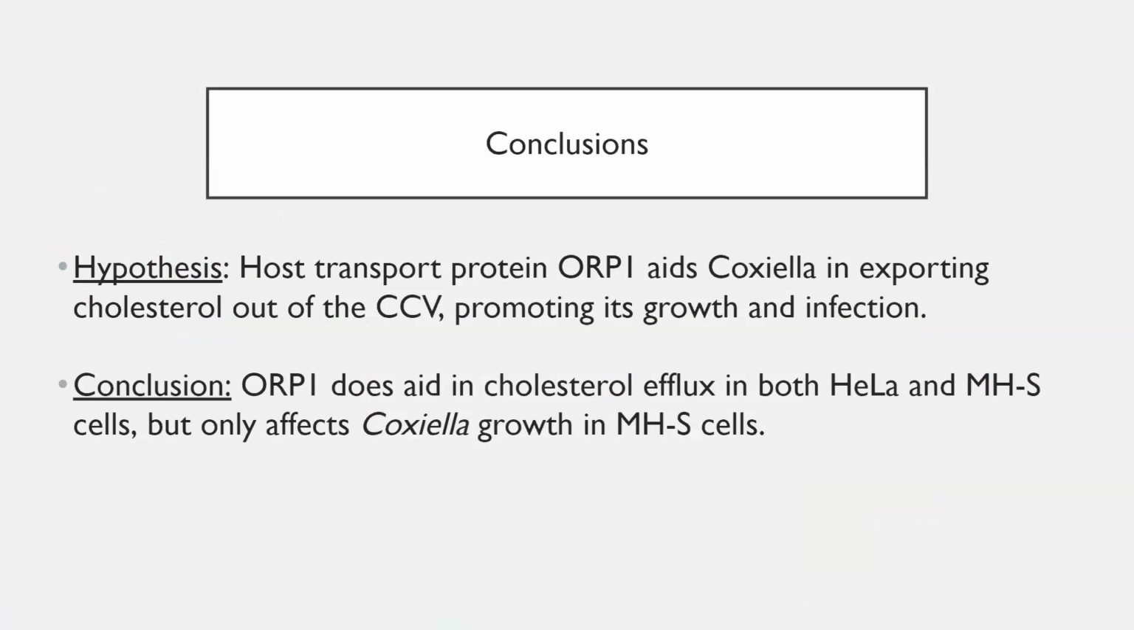All right, going to conclusions. This is turning out to be pretty quick. Going back again, their hypothesis was that the host transport protein ORP1 aids Coxiella in exporting cholesterol out of the Coxiella-containing vacuole, promoting its growth and infection. They found this to be true in how it aids cholesterol efflux in both HeLa cells and MHS cells, but oddly enough, it only affects Coxiella growth in the MHS murine alveolar macrophage cells.